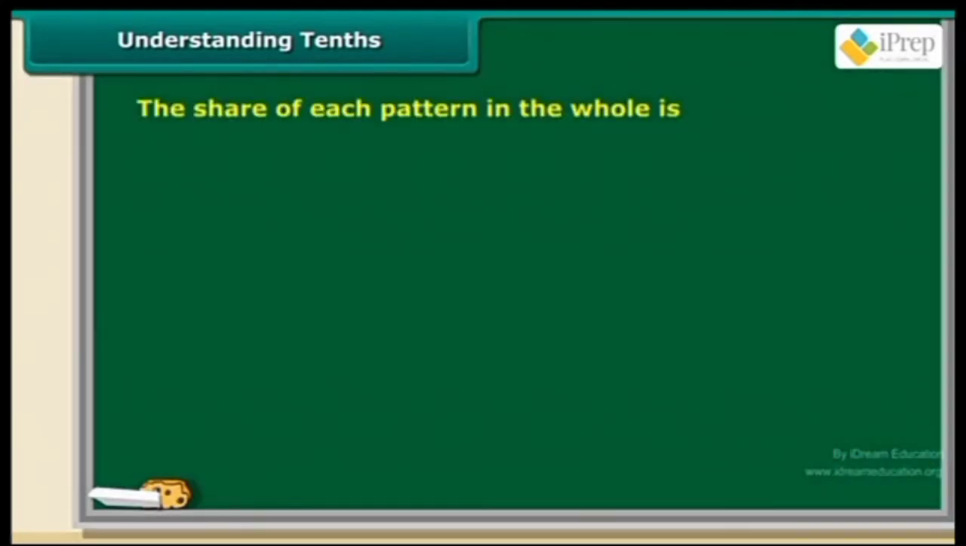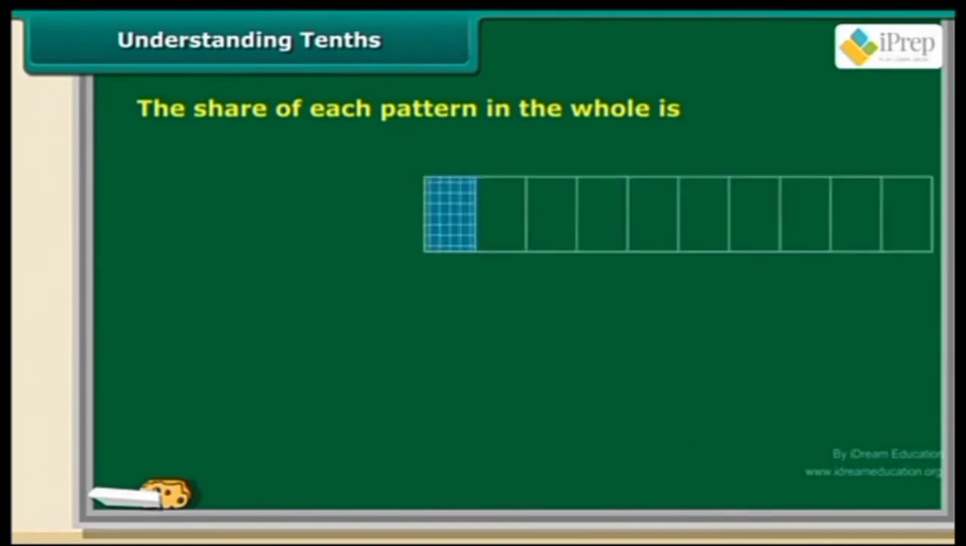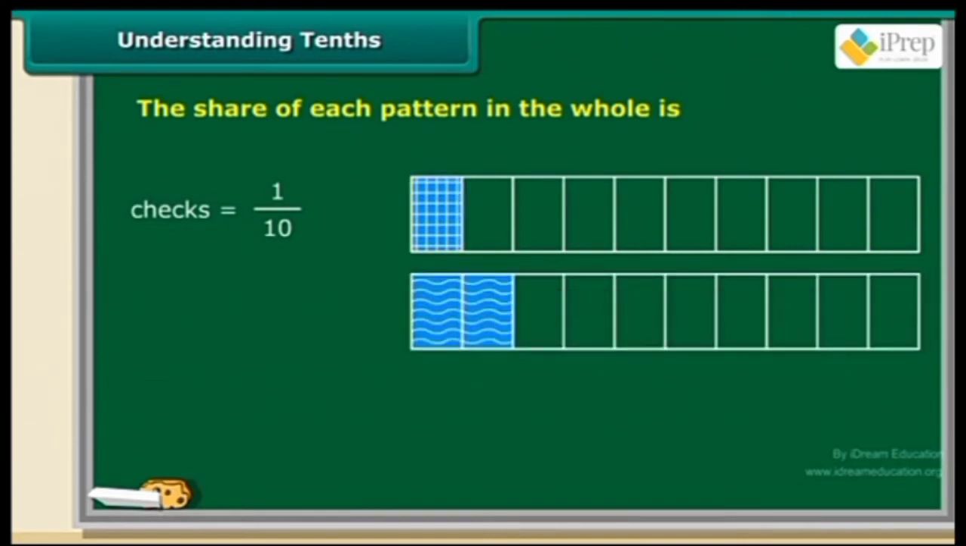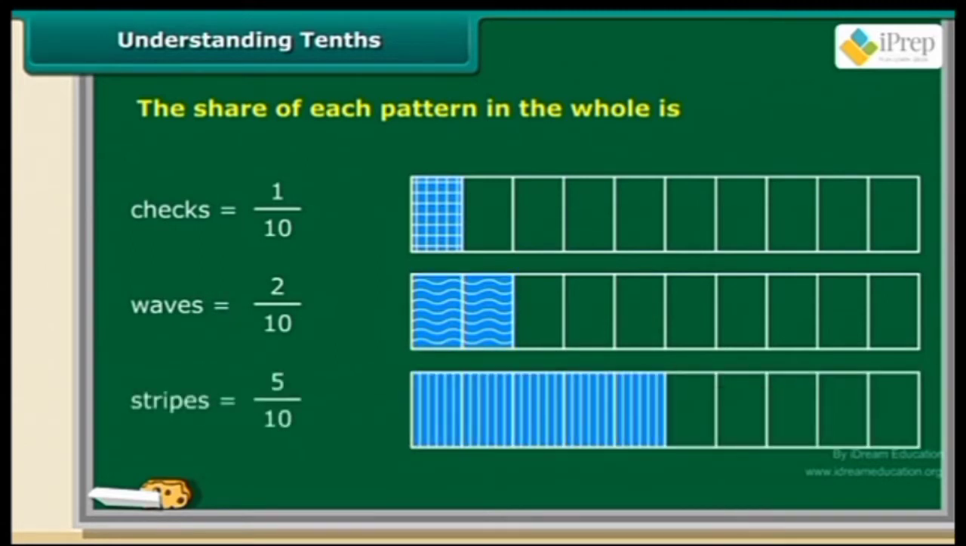Consider the fraction bars. In the first bar, only 1 out of the 10 blocks has checks. In the second bar, only 2 out of the 10 blocks have waves. Similarly, in the third bar, 5 out of the 10 blocks have stripes. In all these cases, we express the share of the patterned blocks to the total blocks as a fraction with denominator 10. Such fractions are called tenths.